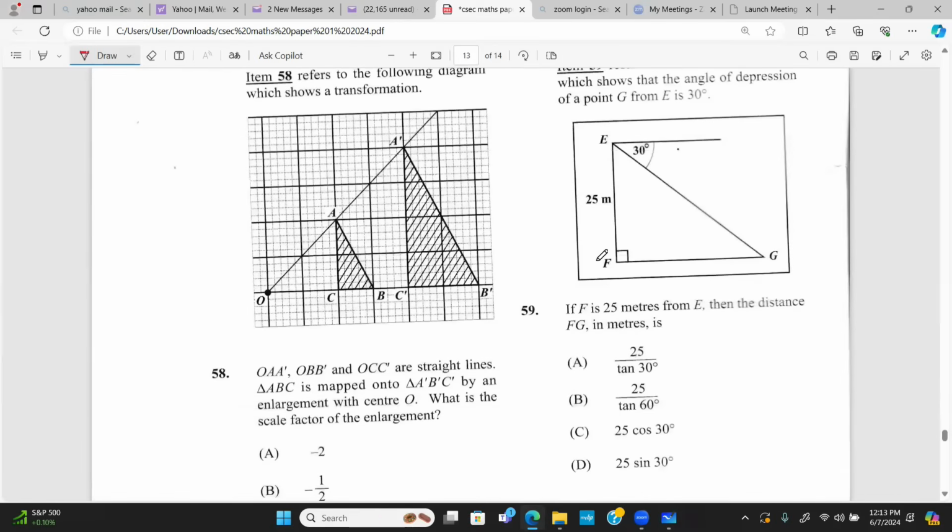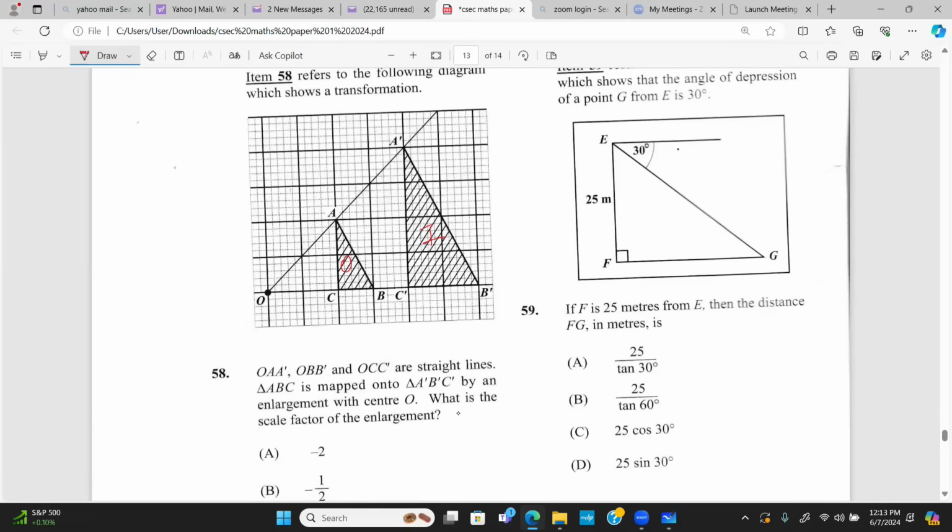Next, 58. Don't be late. All right, so 58, it says here we have OA, A prime, okay. And we have OBB prime, OCC prime, straight lines. So we have ABC mapped onto A prime B prime C prime. So this is object and this is image. No problem. So it's an enlargement. What is the scale factor?